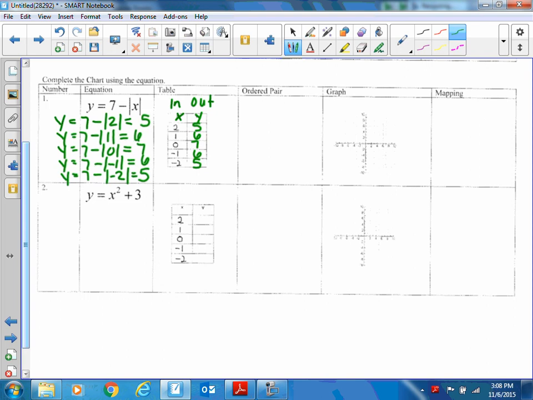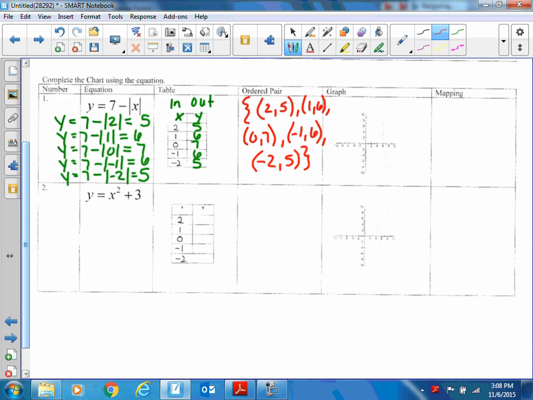So from the chart, let's list the ordered pairs. We're going to open our braces. We have (2, 5), (1, 6), (0, 7), (-1, 6), and then finally we have (-2, 5). And we're going to close our braces again.